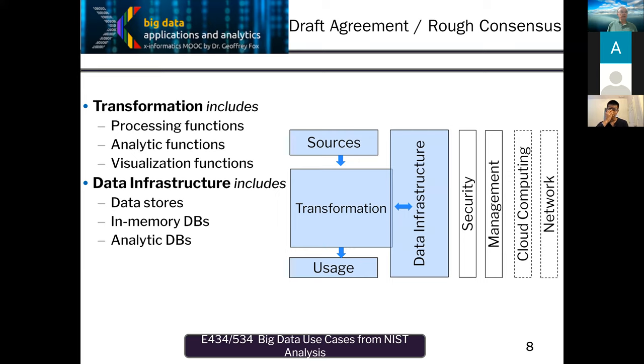It's not even quite obvious what a reference architecture is, because it basically is a definition of the components which have to be in an architecture. So you can see here, it has cloud computing, networking, management, security, transformation, which is very important because all the machine learning is transformation. Then you have sources of data and you're using the data. So these are the blocks which you have to have in any processing architecture.